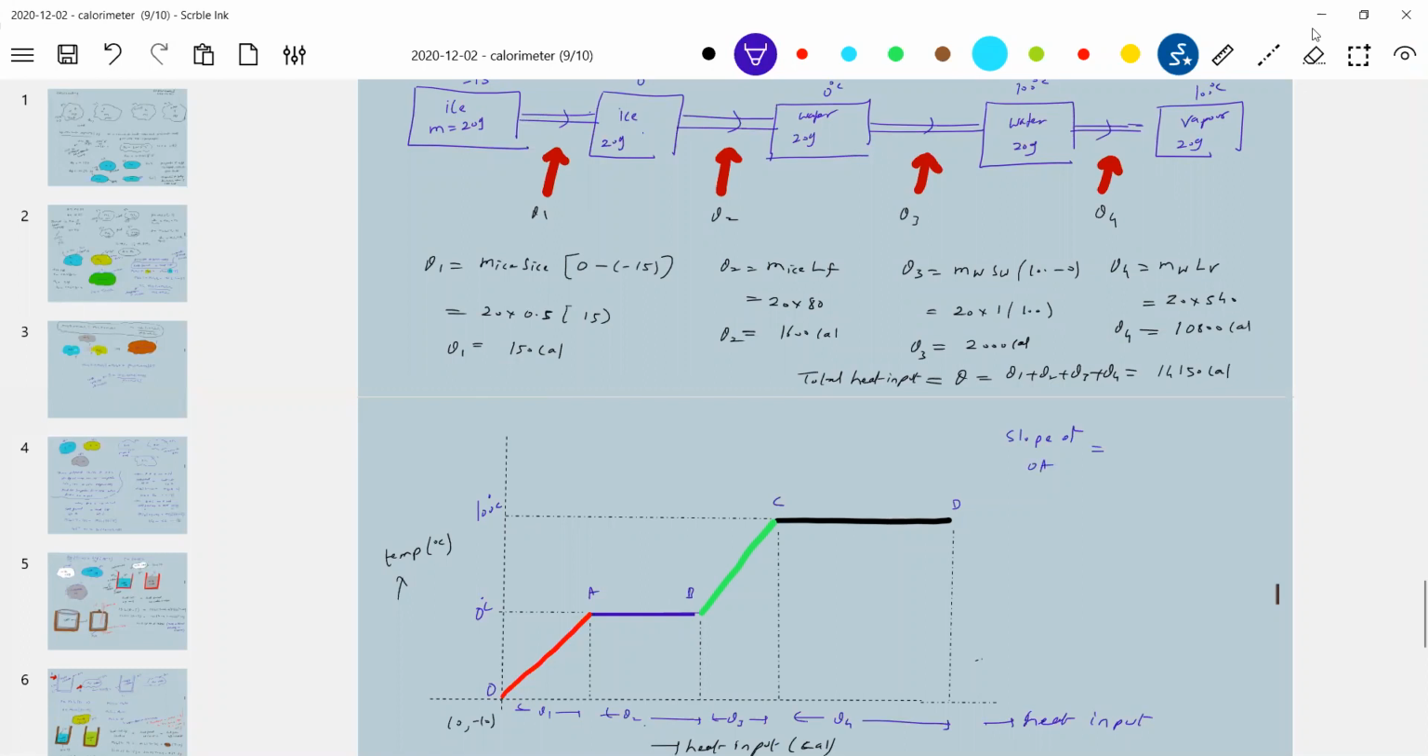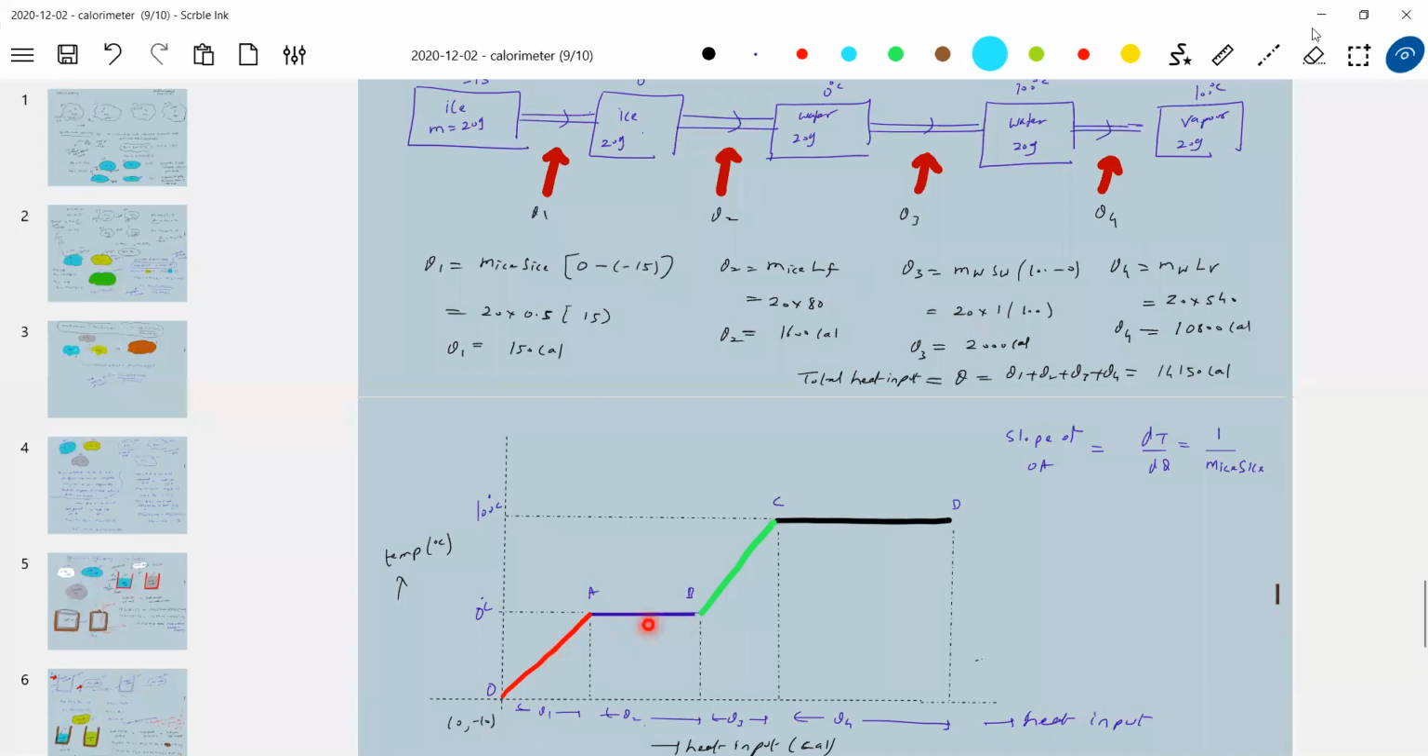Slope of line OA should be equal to dT by dQ. This should be the reciprocal of... will you agree with this? The reciprocal of the thermal heat capacity of the substance, because what is mass into specific heat? That should be the thermal heat capacity. Specific heat capacity means only S. Thermal heat capacity means mass into specific heat. So the slope of this line will become equal to the reciprocal of thermal heat capacity.